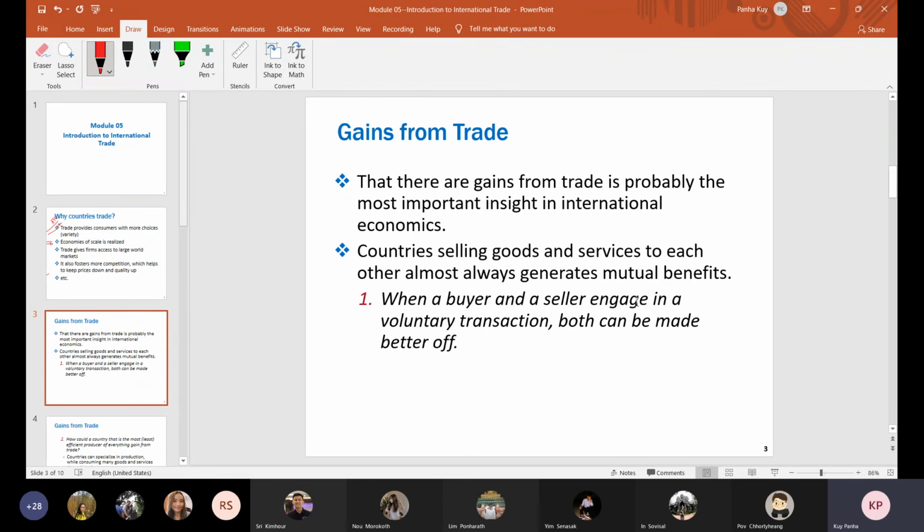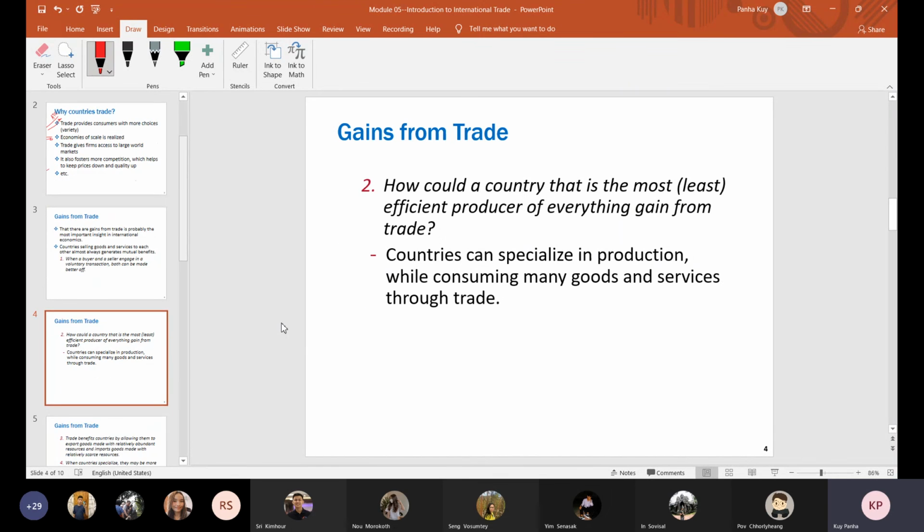When a buyer and seller engage in a voluntary transaction, both can be better off. You need to remember, gain from trade here normally happens because of the free trade, okay? Voluntary transactions. If there are some government restrictions, you are going to see some other government policy, or you can call it a trade barrier.